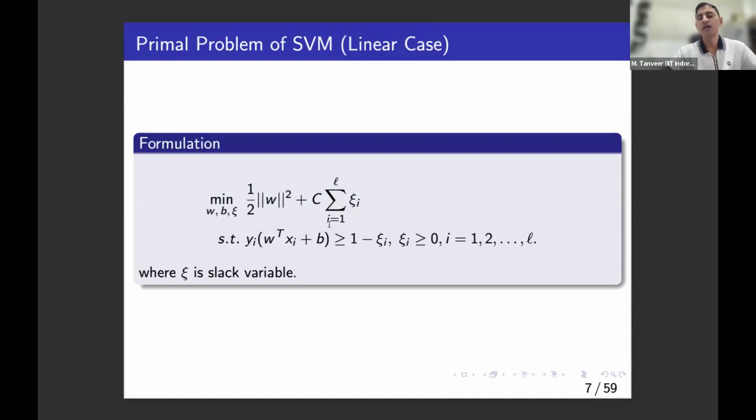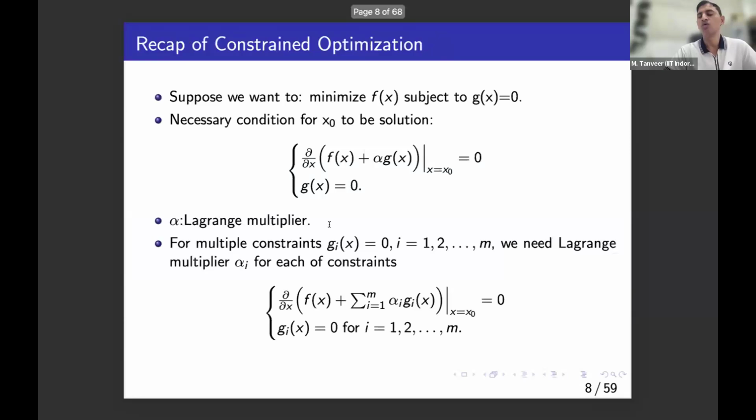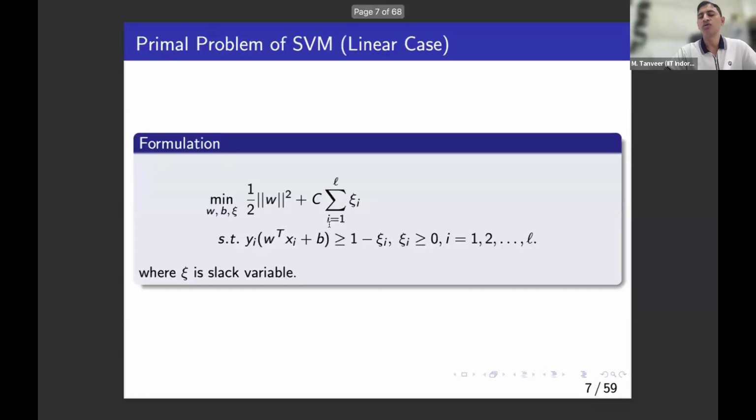So this is the basics of if we look at all possible directions. This is the very simplest case here. Let me now discuss how to solve this kind of problem, and then later on we will discuss how to move when the data is not linear.